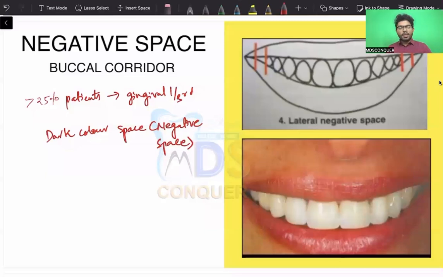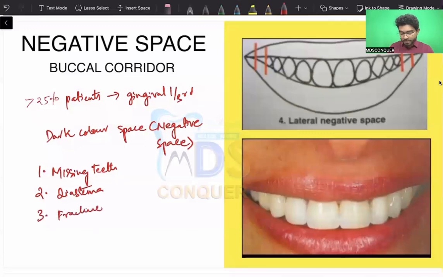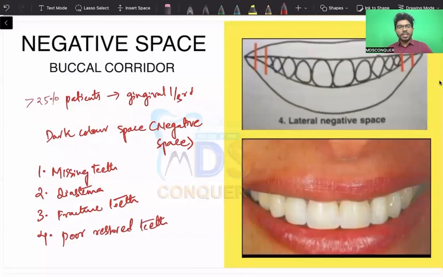Apart from this, negative space can be seen whenever there is a missing tooth, or whenever there is a diastema, or whenever there is a fractured tooth, or whenever a poorly restored tooth is there. In all these conditions, you see this negative space.